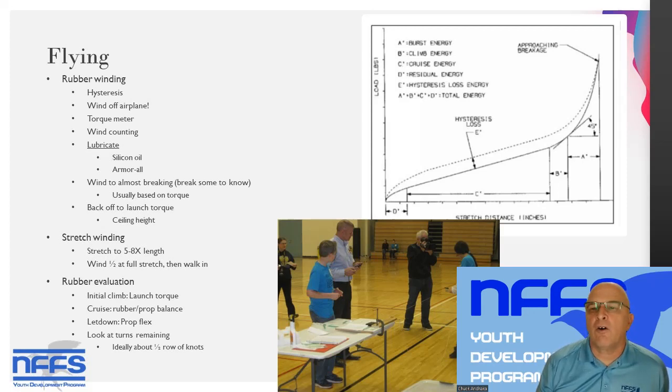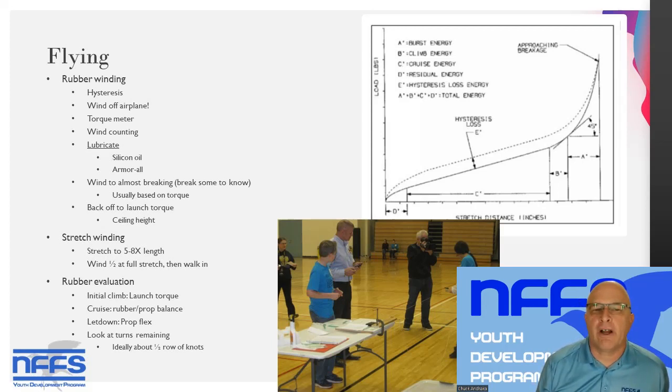You need to know what breaking is, whether by number of winds or by torque. It's usually best to do it by torque. And you want to wind up almost to breaking. To do this, you need to break some rubber. You can make some short pieces of rubber, say a quarter gram, and wind that to breaking, and then multiply that by 4 for your full piece of rubber. That's when you know where it breaks. You don't want to quite wind to that in practice. Then you back off to your launch torque based on ceiling height.